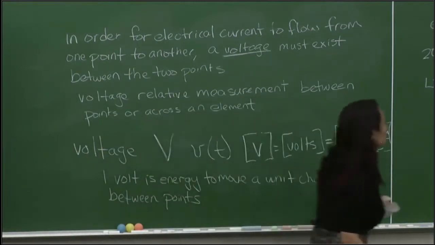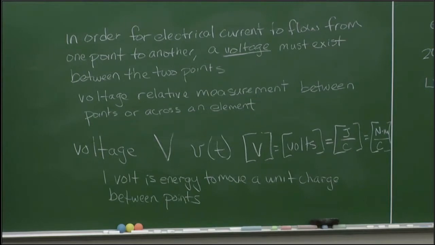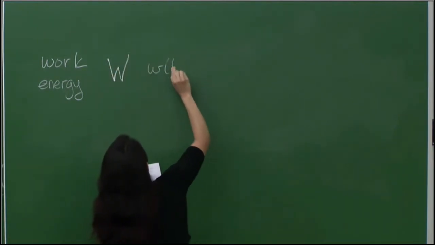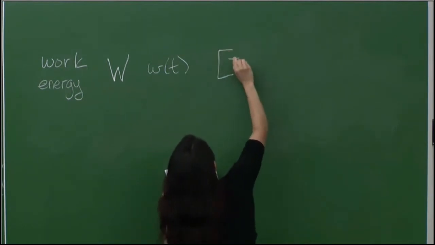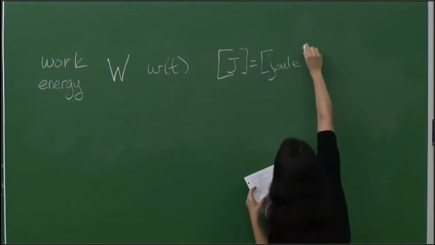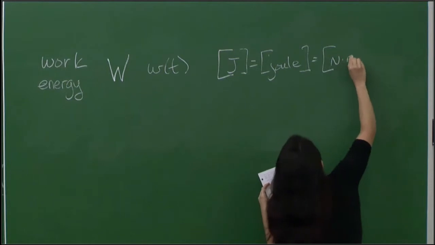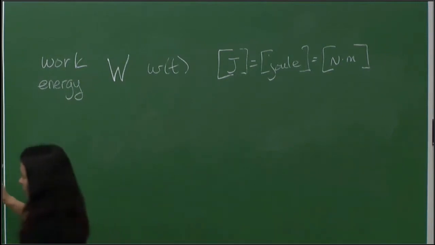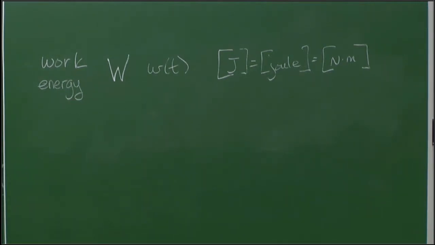So for energy, either work or energy, we're going to use them interchangeably in this class. Work or energy is our term. We're going to use big W, which would be little w of t. It has joules for its units, which is a Newton meter. So I'm going to leave this up here and erase this side so I can draw a little drawing for you guys.